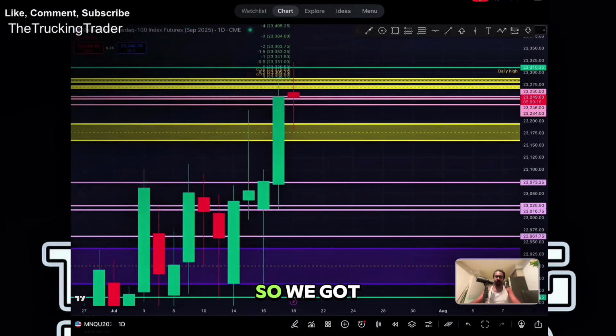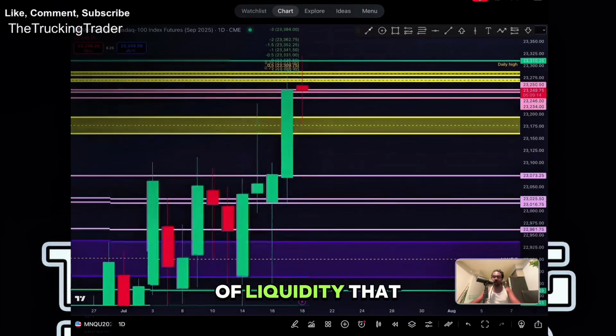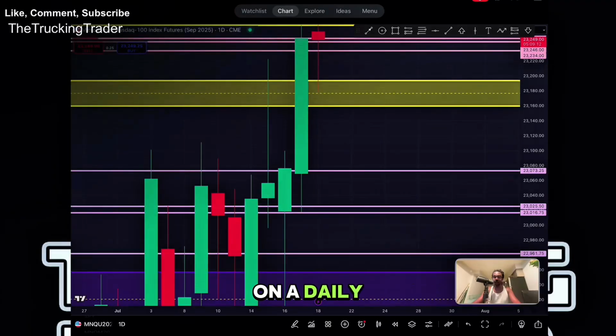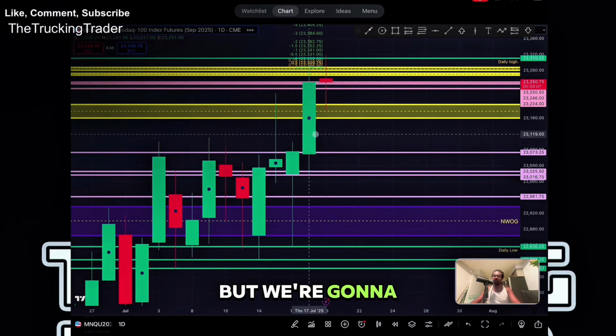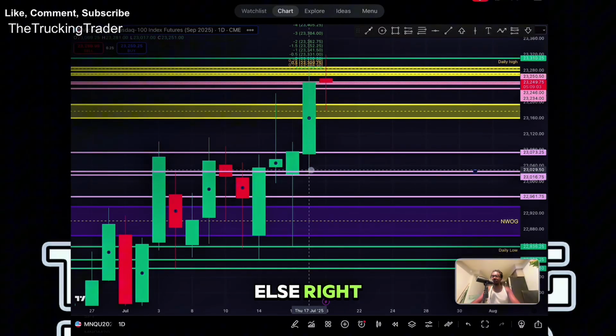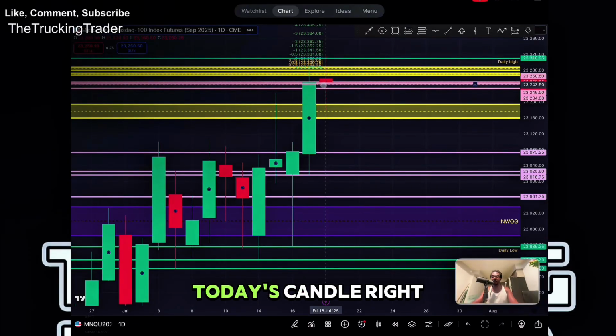So we got our daily bias. These are areas of liquidity that we're looking for on a daily time frame. This is the daily time frame, but we're going to be focusing on this previous day more than anything else, right? Remember, I always tell you guys, focus on that previous day when you're trying to get your daily bias, right? Then I say, did it break out the top? Did it break out the bottom? It broke out the top first, right? Because this is today's candle, right?